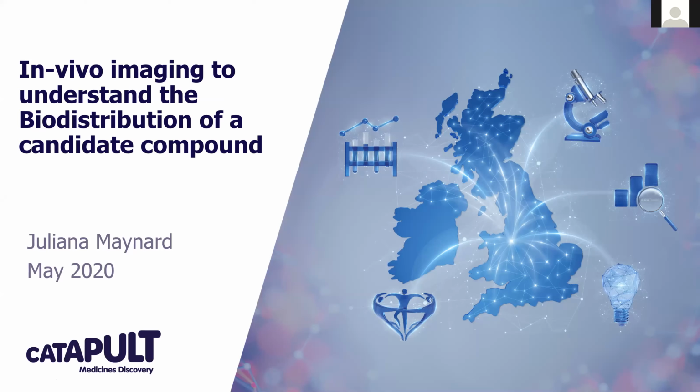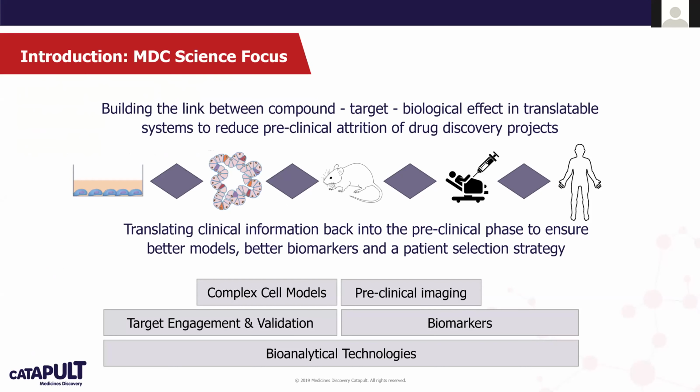So here in MDC, we're a government organisation funded by Innovate UK. We've been tasked to accelerate drug discovery. So we want to get drugs to market quicker, and those drugs that won't get to market to fail quicker. We want to build that link between the target and its biological effect in a translatable system that will reduce preclinical attrition of drug discovery. So we want to ensure that we have the best models, the best biomarkers, and the patient selection strategy. So within our discovery science and technology department, we have a series of focus areas to do this, including complex cell models, target engagement, biomarkers, and our focus for today, preclinical imaging.